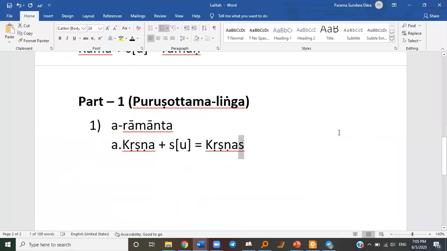So here we have Sa Rama. It is at the end of a Vishnu Pada. So it becomes Vishnu Sarga. So it becomes Krishna. So this is 1.1. Clear? Yes. Okay.